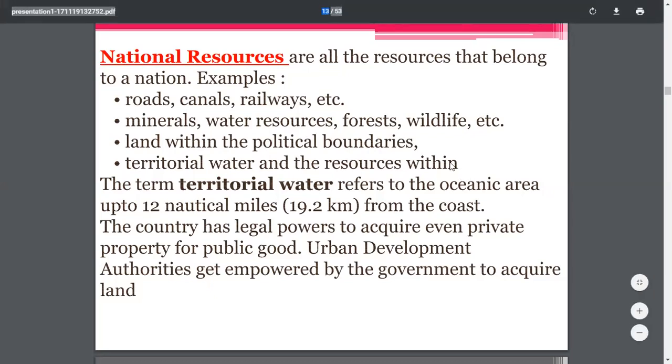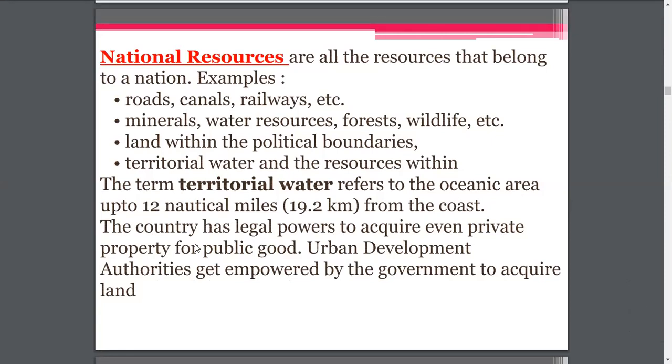Territorial water and the resources within. The term territorial water refers to the oceanic area up to 12 nautical miles, 19.2 kilometers from the coast. Nautical mile is the measurement used for the oceanic area. The country has legal powers to acquire even private property for public good. Urban development authorities are empowered by the government to acquire the land. I think we did this same sentence in ninth standard also. I remember that if for a public need, for a public good, our government wants our private property, then they can ask for it.